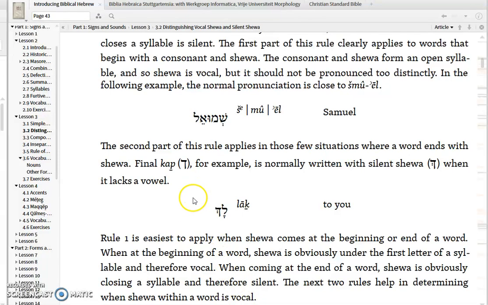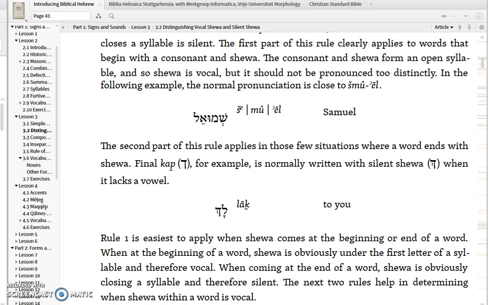Another rule has to do with final kaf. Final kaf, when it doesn't have any other vowel, is given a schwa. I think the real reason that they put a schwa in there is to distinguish a final kaf from a final nun, which are, especially in handwriting, very similar in writing. And so just so that you know for sure that it's a kaf, they put a schwa in there. But it's silent. And so here you have lach. There is no vowel after the kaf, but it automatically puts a schwa in if there's no other vowel with a final kaf.